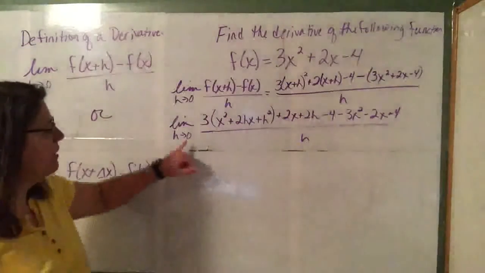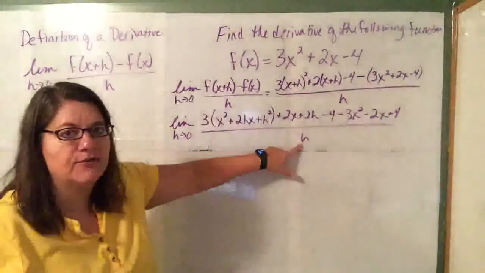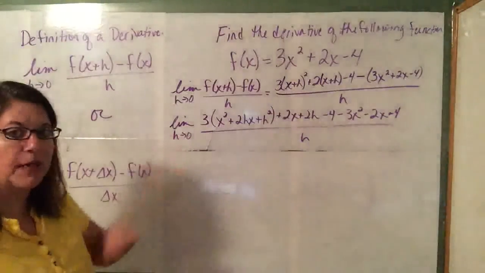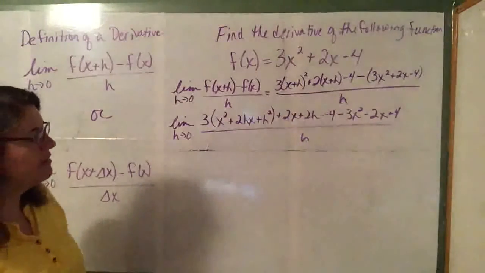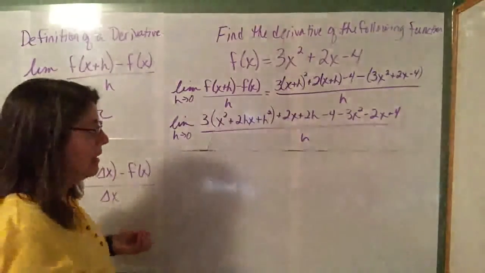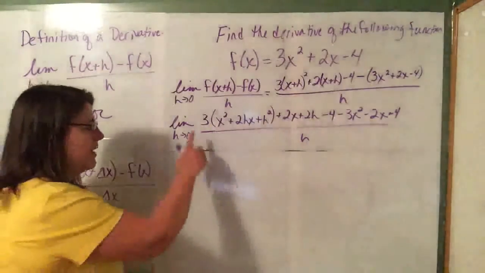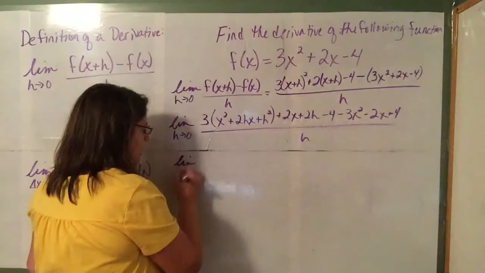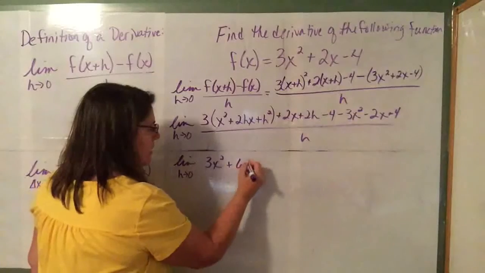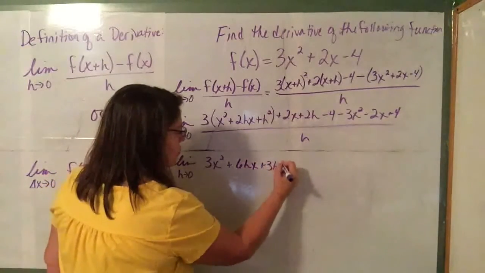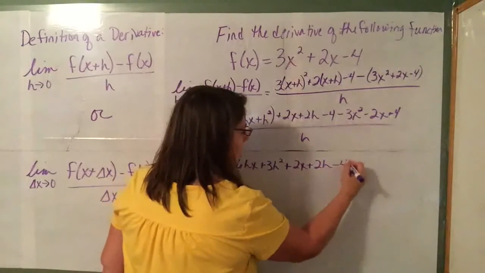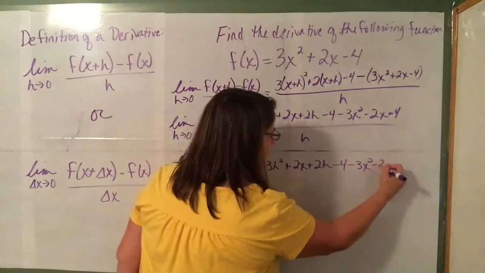Now, still, if we plug 0 in for h, we're still going to have something undefined. So we have to simplify this before we can figure out how to plug that 0 in for the h. And the good thing about this is, if you do all the algebra correctly, the same thing is going to happen every single time. And let's talk about that. Well, if I distribute the 3, that's the limit as h approaches 0. I have 3x squared plus 6hx plus 3h squared plus 2x plus 2h minus 4 minus 3x squared minus 2x plus 4.